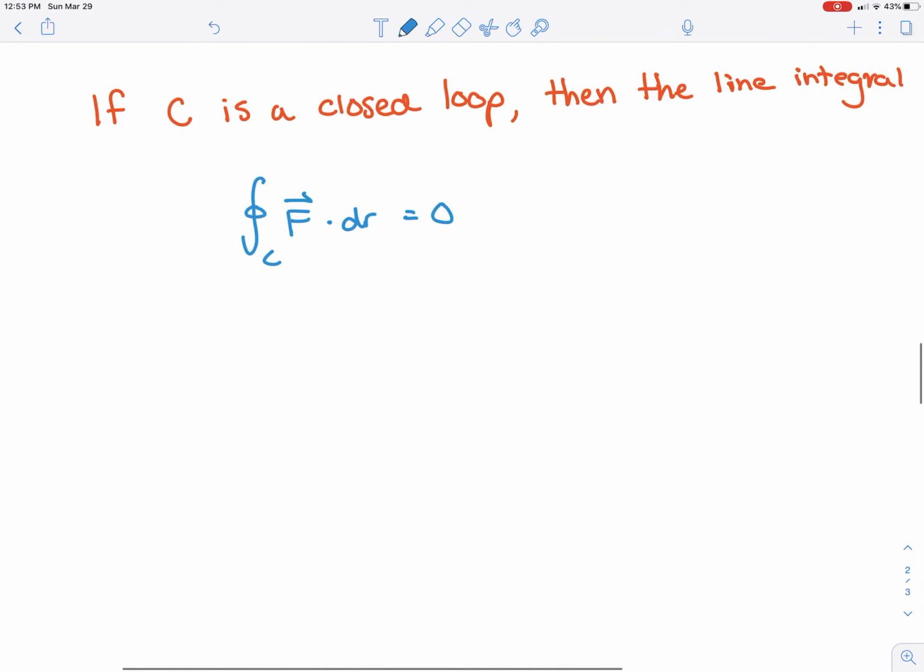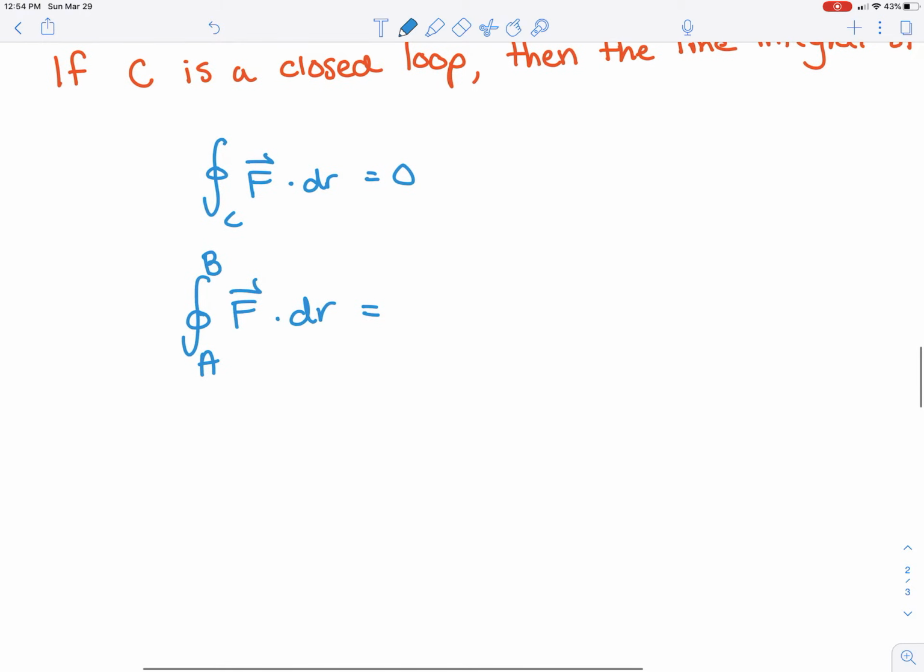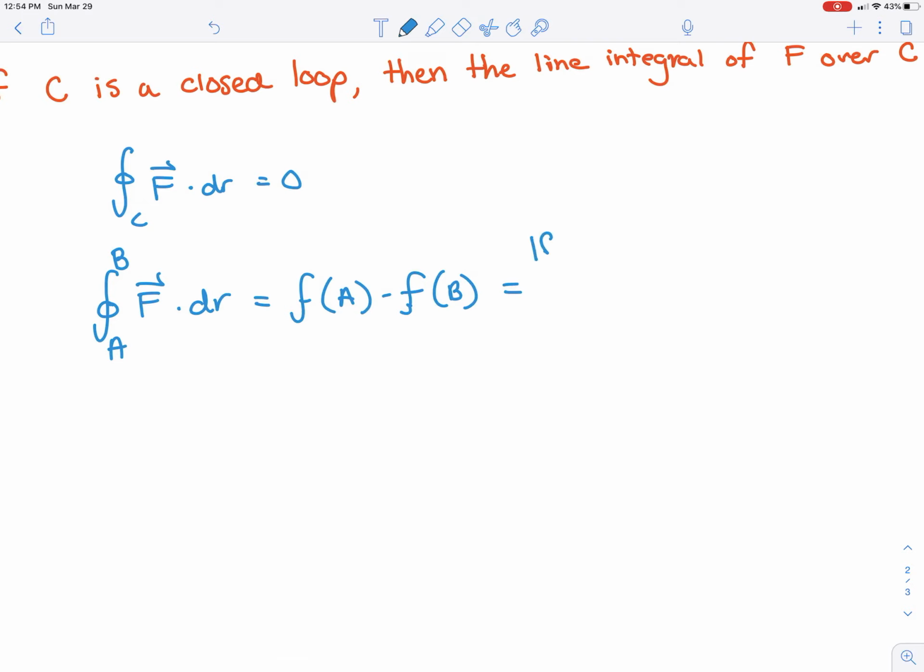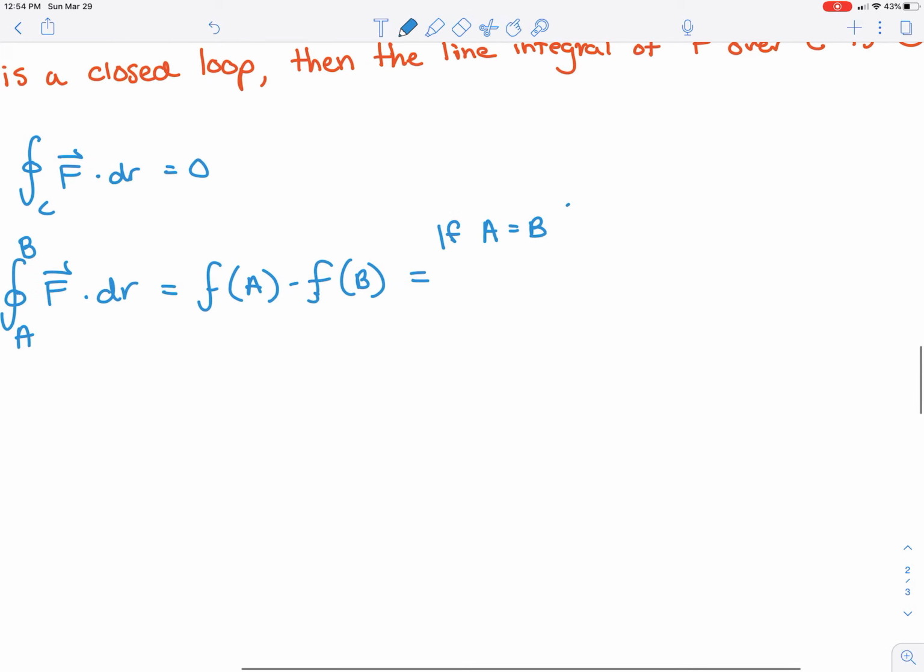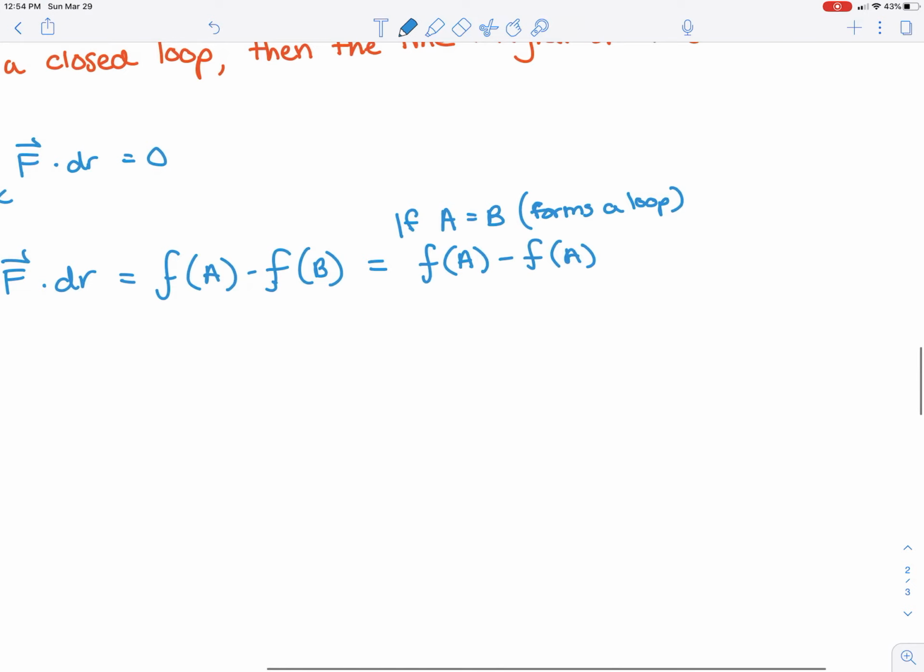And that's because, right, the line integral from A to B of F dot dr is going to be equal to f of B minus f of A, where f is the potential function of the vector field. But if A is equal to B, that is to say it forms a loop where the beginning and end points are the same, then we just get f of A minus f of A, because A and B are the same, which will always be 0.